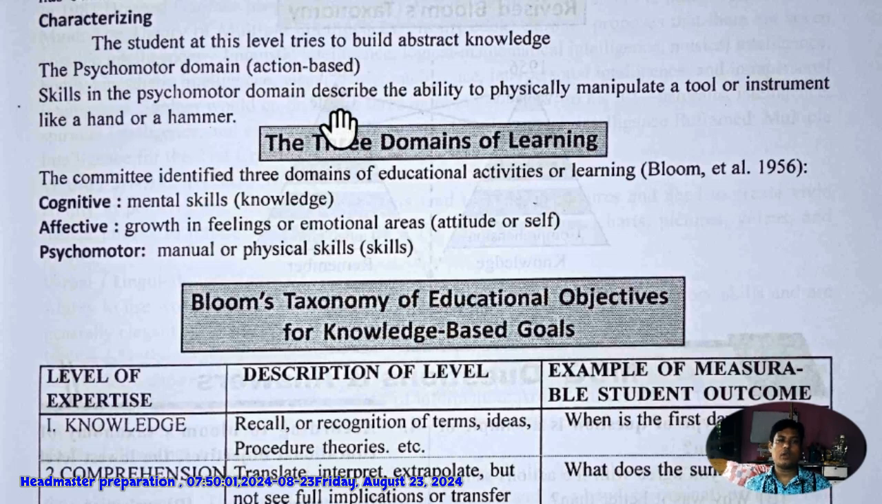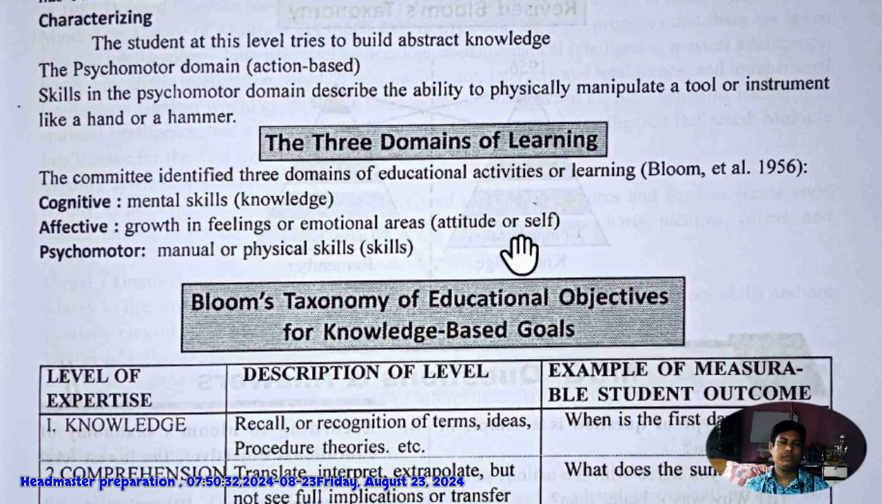The three domains of learning. The committee identified domains of educational activities or learning, directed by Bloom in 1956. Cognitive, that is mental skills; affective, growth in feelings or emotions; psychomotor, manual or physical skills. Thus, Bloom's taxonomy of educational objectives for knowledge-based goals.